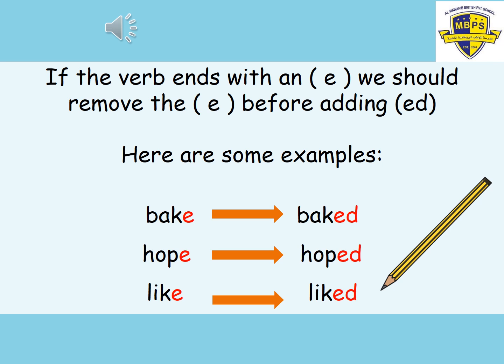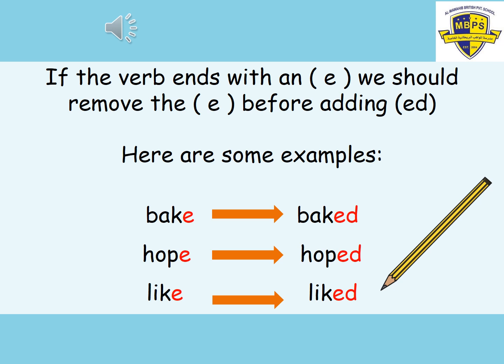Hope. Again, the verb hope has an e at the end. So before you add the ed of the past tense, just cross out the e at the end. So hope will be hoped.